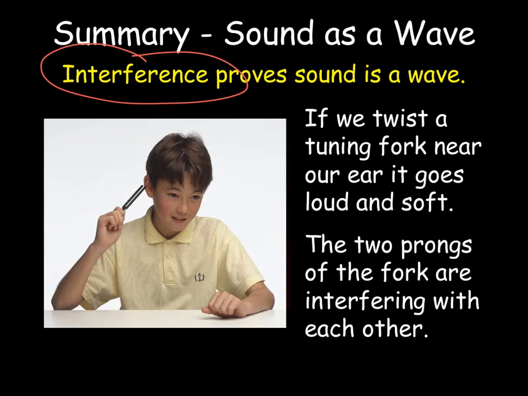In sound, we can generate coherent waves with simply a tuning fork. The two prongs of the tuning fork next to the guy's ear are producing coherent waves. They are both the same waves. As we twist the tuning fork near our ear, we hear it go loud and soft. This is an interference pattern of constructive and destructive interference because of two coherent waves. Therefore, this interference proves that sound is a wave, just like the dots on the screen in a diffraction grating experiment prove light is a wave. And the light one was first done by Thomas Young.